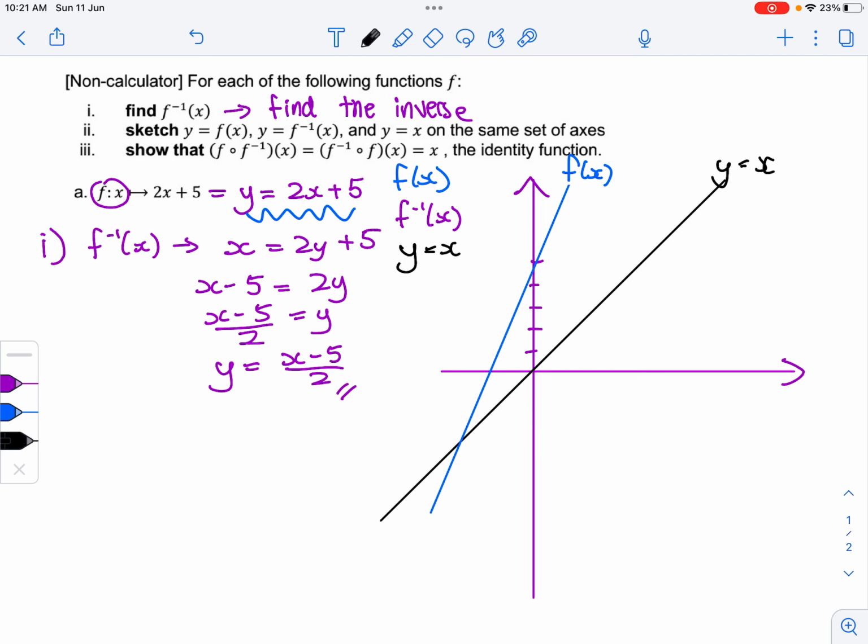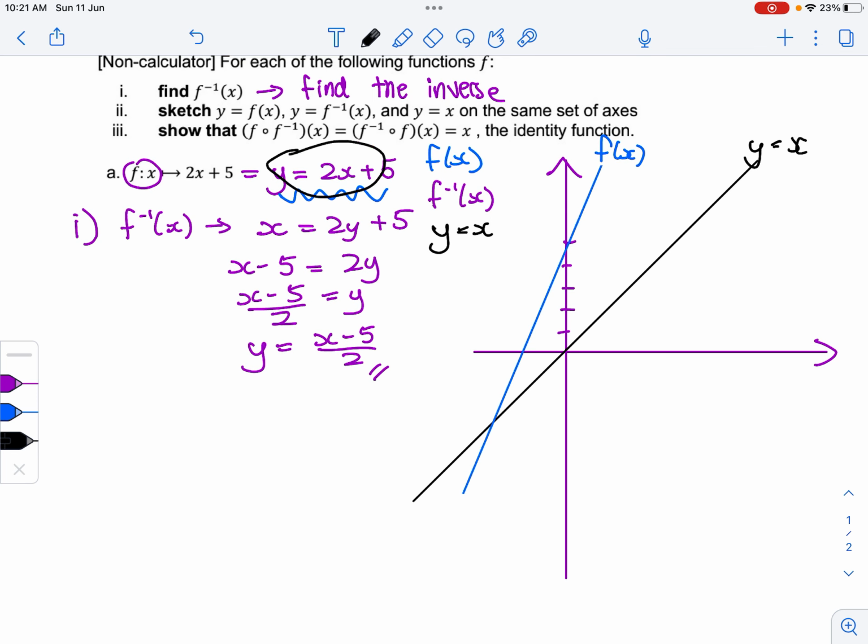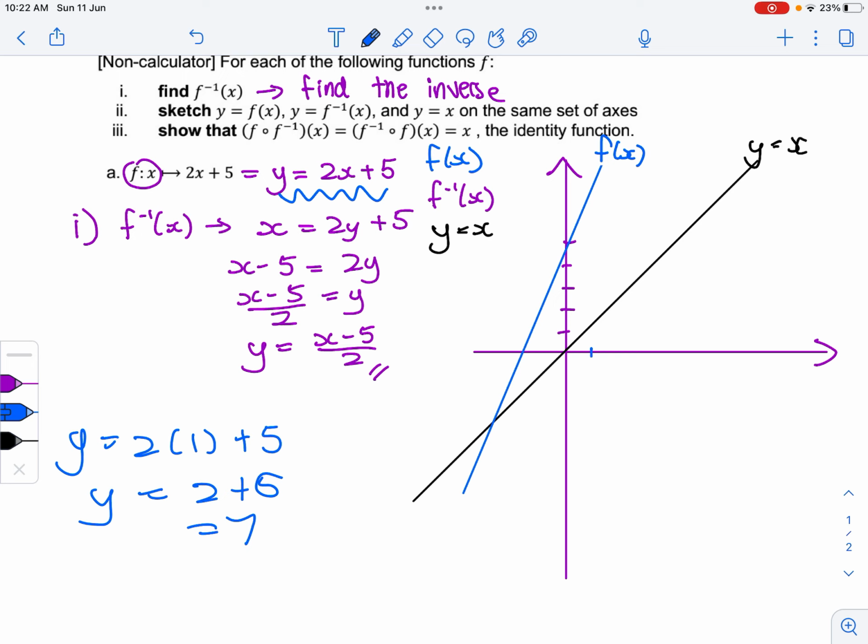Now, there's another way to graph it. If you're unsure of the slope and the y-intercept, you can always use a table of data to graph the points. So let's say I want to solve for x equals 1, and we want to know what y would be. We can plug in 2 times 1 plus 5 equals y. y would be 2 plus 5, which is 7. So if you take a look here, it looks like 7. So yeah, you can also do it this way, but it is much slower.